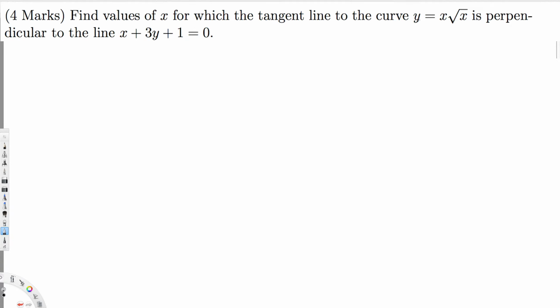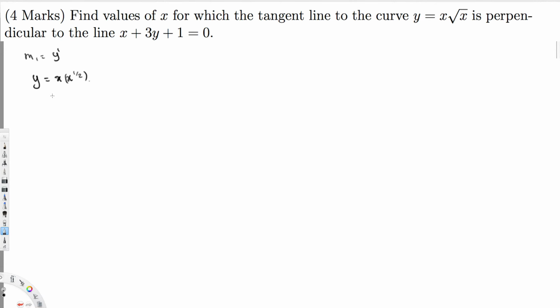First of all, to find the slope of the tangent line, I can use this formula: slope is going to be equal to y prime. So if I find y prime, that's going to be the slope. Let's find the y prime here. If I rearrange this equation, I can write it as y equals x times x to the power of half, since the square root of x means x to the power of half.